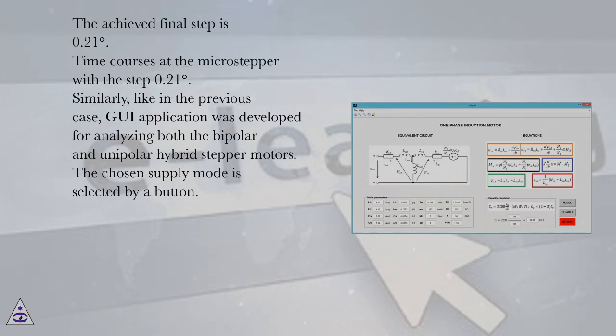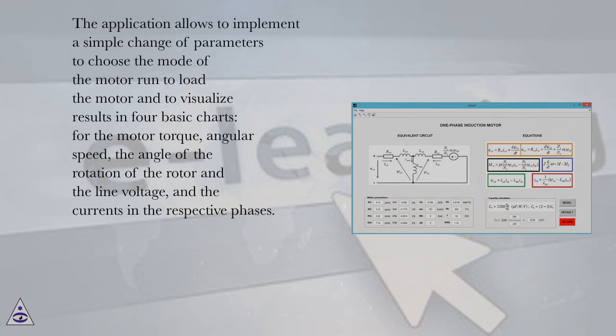Similarly, like in the previous case, a GUI application was developed for analyzing both the bipolar and unipolar hybrid stepper motors. The chosen supply mode is selected by a button. The application allows a simple change of parameters to choose the mode of the motor run, to load the motor, and to visualize results in 4 basic charts: the motor torque, angular speed, the angle of rotation of the rotor, and the line voltage and the currents in the respective phases.